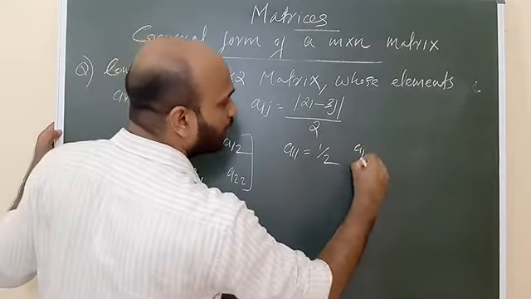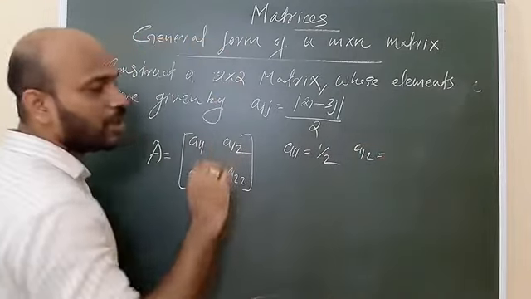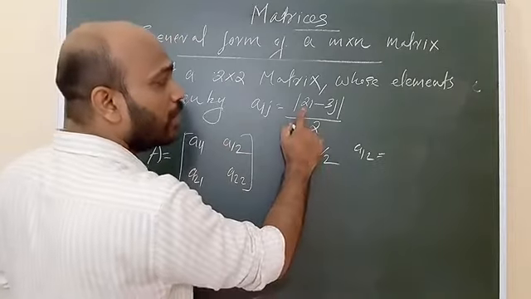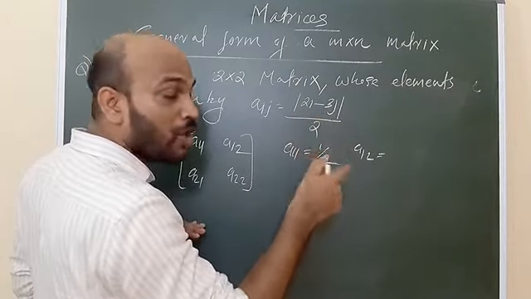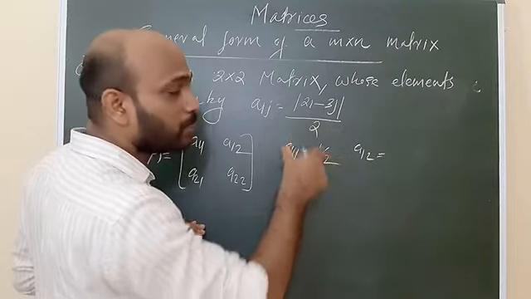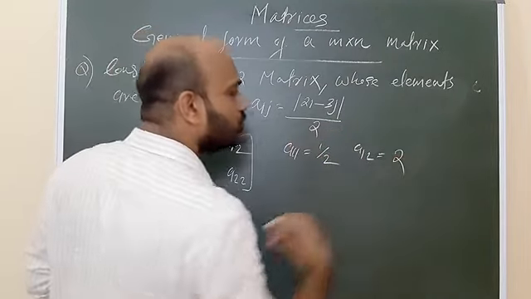Now A12 means i equal to 1, j equal to 2. So this will be 2 into 1, 2 minus 6. 2 minus 6 equal to minus 4. Mod minus 4 equal to plus 4. Plus 4 by 2 equal to 2 we will get.